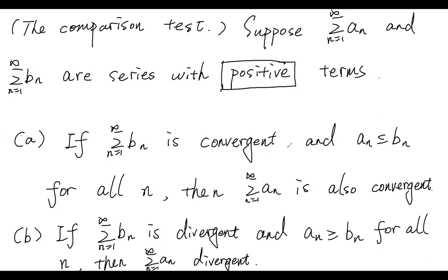So it's kind of like the integral test, except here the indefinite integral of f of x in the integral test is replaced by another series, Bn. Basically you just need to compare An and Bn and determine whether Bn is convergent or divergent. Usually we want Bn to be a series that is easy to determine as convergent or divergent. For example, the p series is usually used in the comparison test.